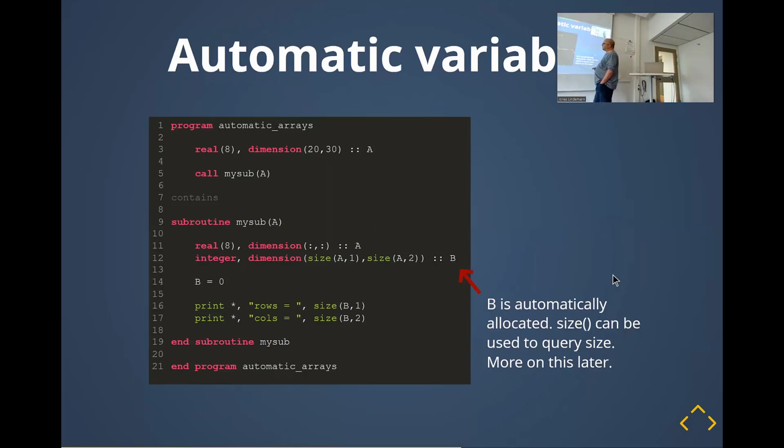So I can use B here. It's only available inside the subroutine. But it can be that you need something that is the same size as A, and then you can just add statements here, having multiple variables that have the same size.